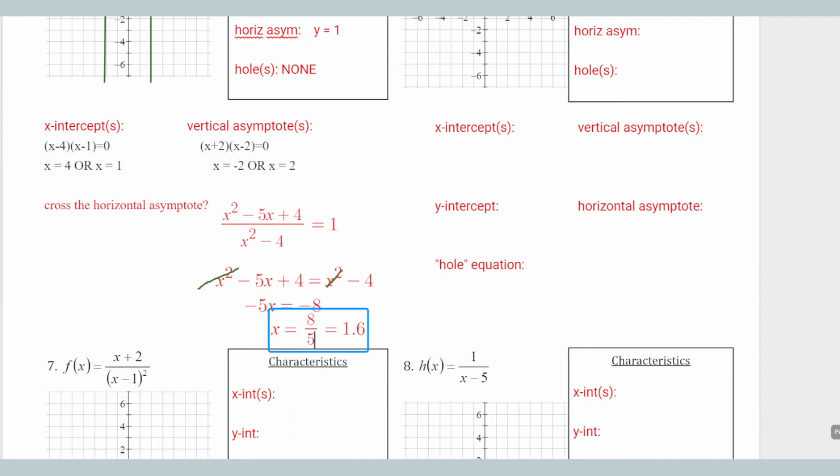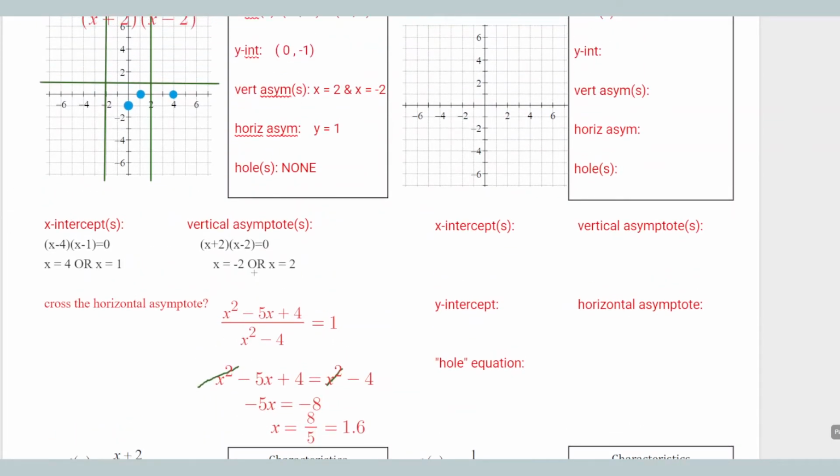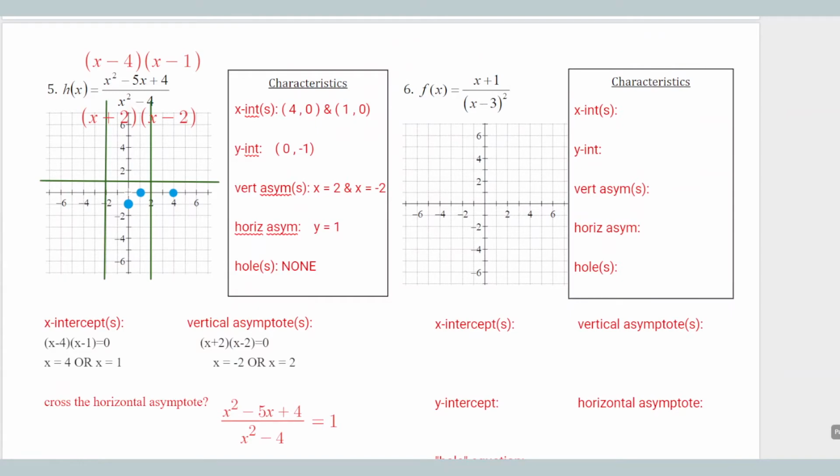So I know I've got a point here where I'm crossing the horizontal asymptote at x equals 1.6. Okay, so I kind of see what's going to happen here. It looks like I'm going to come up like this, and then I'm going to go down like this. So I can actually fill out this part of the graph without having to worry about the number line. I don't have any more x-intercepts, so that gives me a big hint.